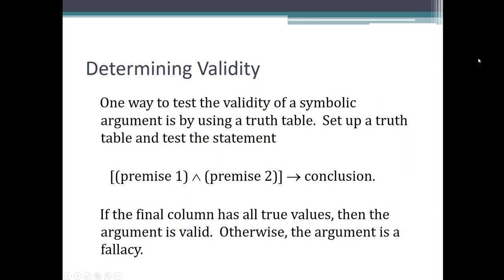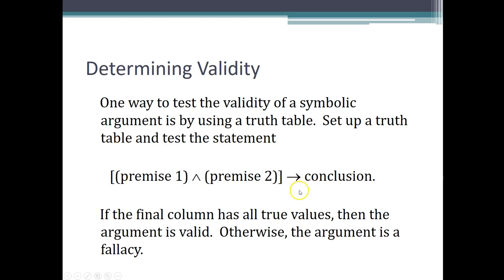And with symbolic arguments, just like we've been doing, there's always a way to set up a truth table to test whether what you've got is valid or not. You could take your premises, put them in symbolic form, and then join them with ands. And then take that conjunction of the premises and do a conditional arrow to your conclusion. And remember, your premises and conclusion are all in symbolic form at this point. If you do your truth table for this statement, and the final column underneath the conditional arrow has all true values, then the argument is solid.